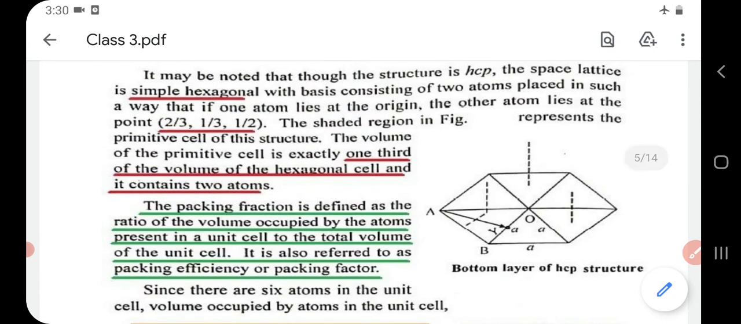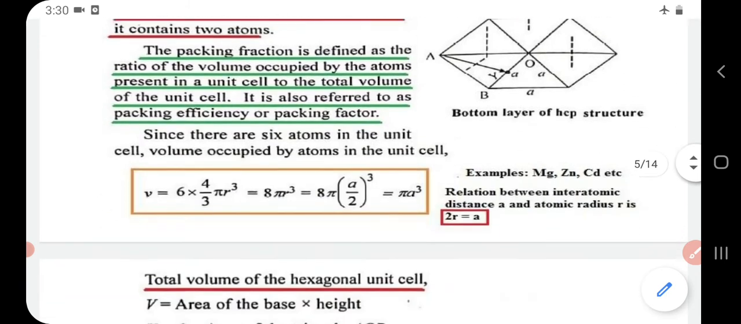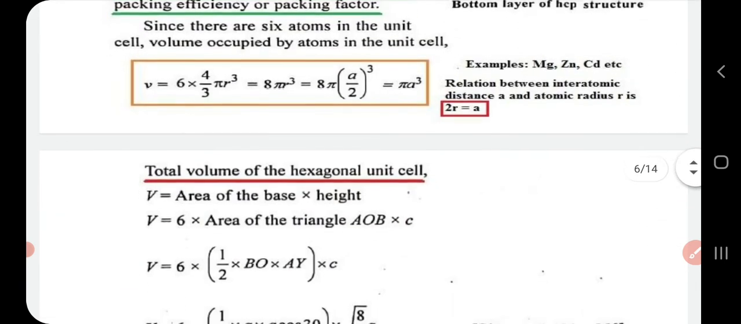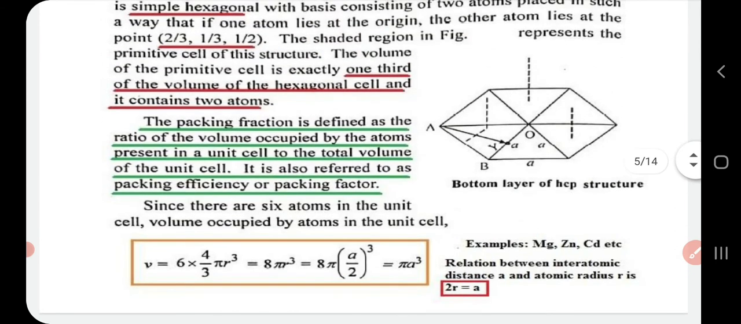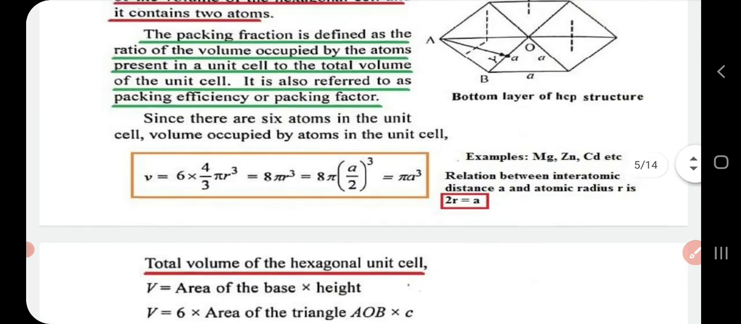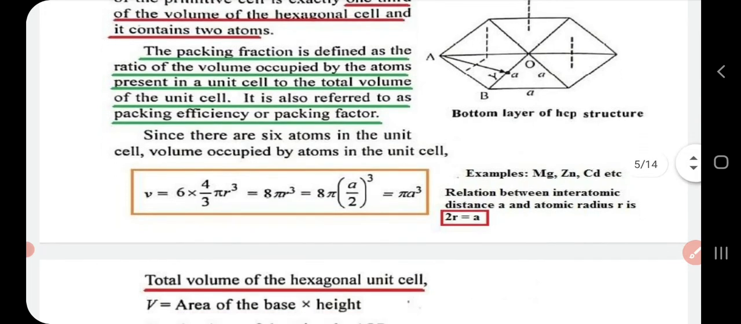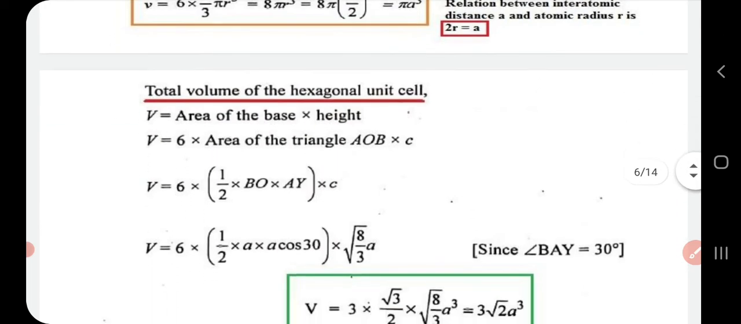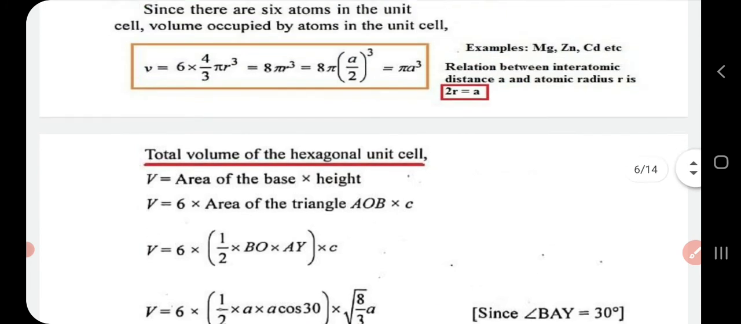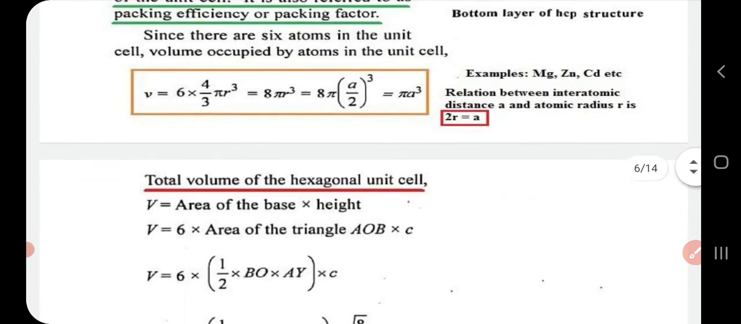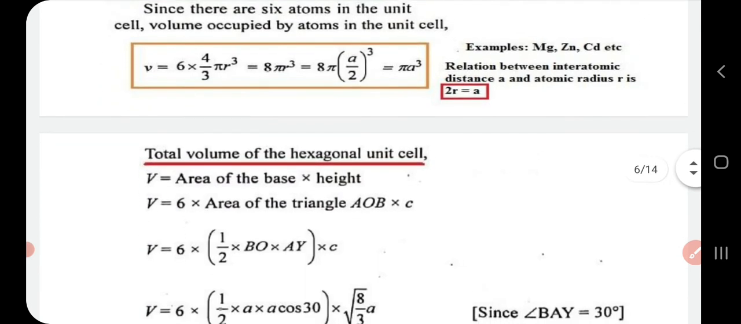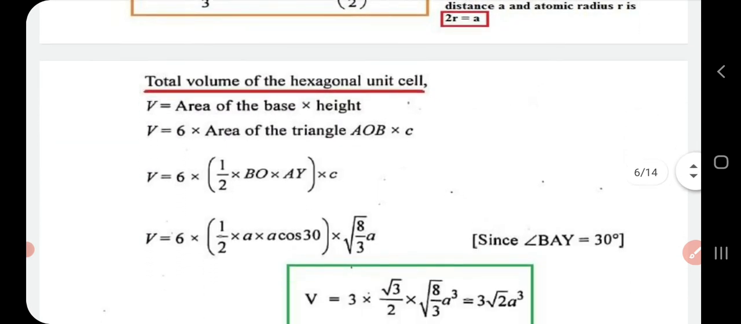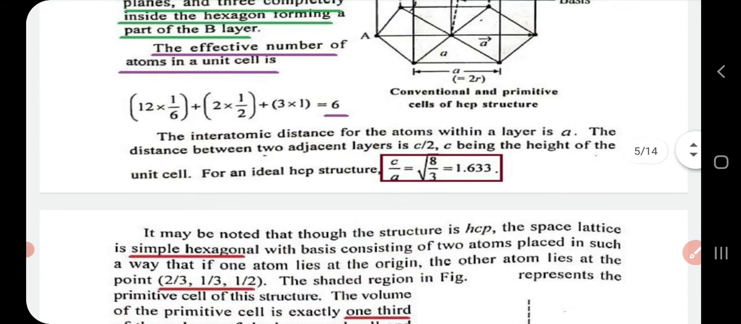Here they have taken the triangle AOB in this figure, into height. Height we know it is C. So 6 into area of triangle, which is half length into breadth. So half into length, that is BO, into breadth AY. Everything is drawn in this figure, into C. So 6 into half, BO is marked as A in this figure, and AY will be A cos 30. Then into C, we know it is already given here, root 8 by 3.